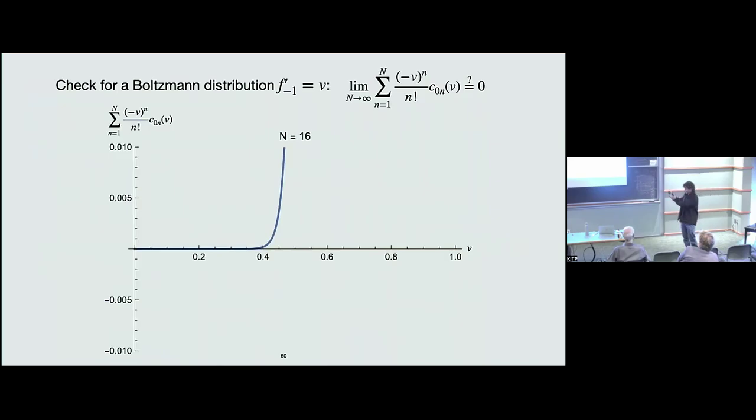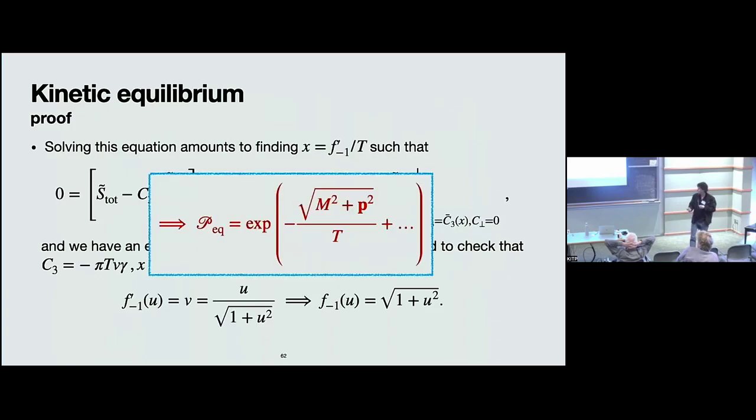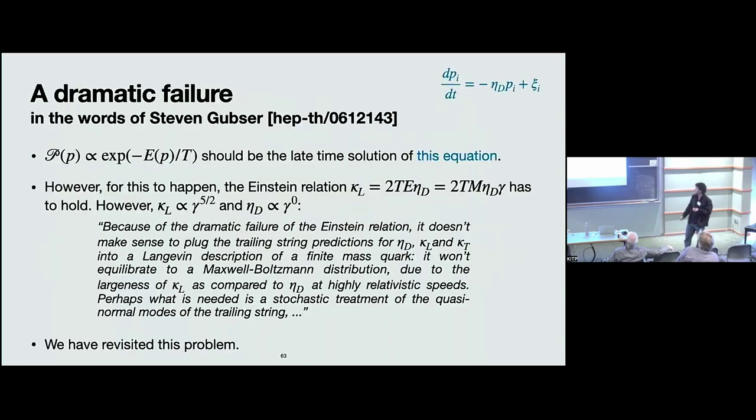Once you've checked visually that that's what's happening, you can now go analytically and check directly. So you again plug and play. We have explicit expressions for what these distributions are, so you can just check by hand once you know what to look for. So it works out, and the equilibrium distribution is indeed a Boltzmann distribution with a relativistic dispersion relation, as you would expect from general statistical physics.